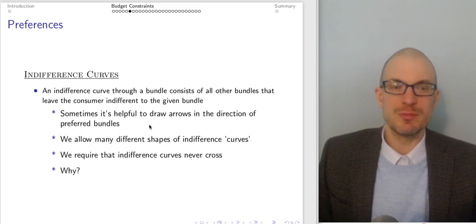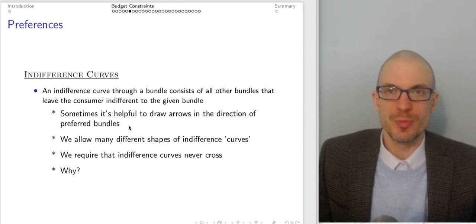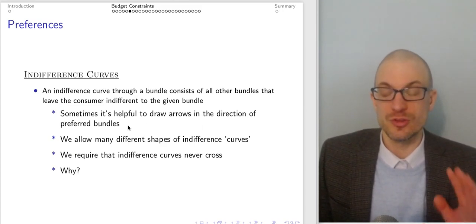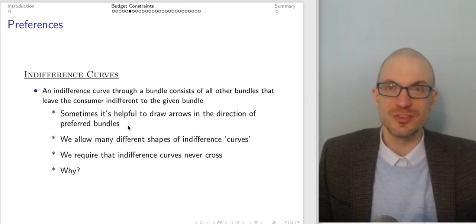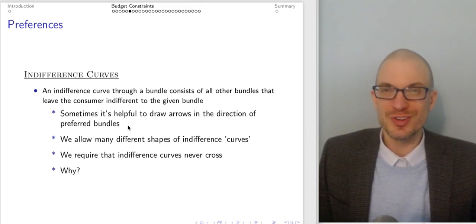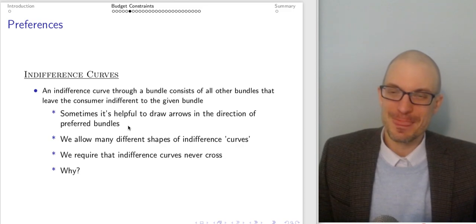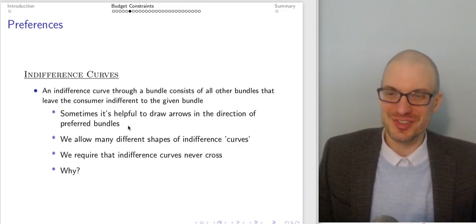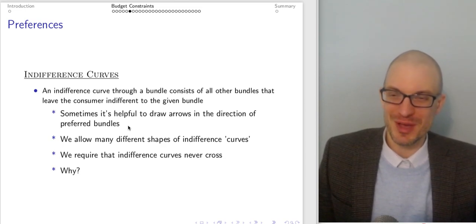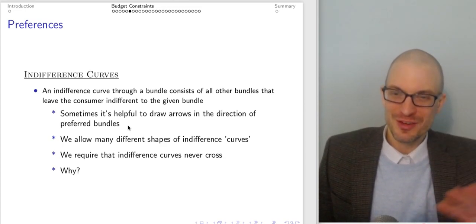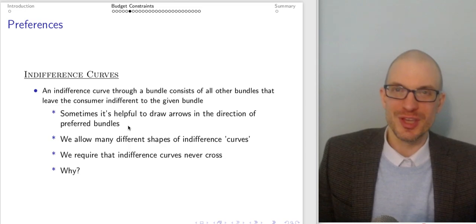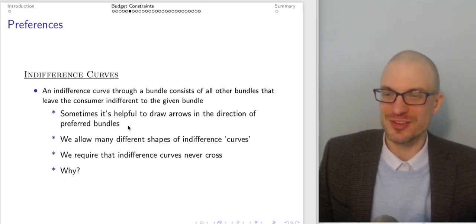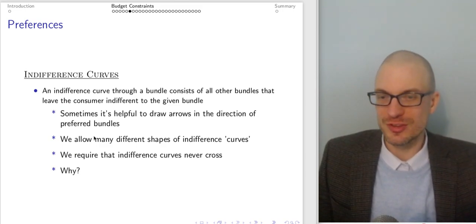I said sometimes it's helpful to draw arrows in the direction of the preferred bundles. In consumer theory, the better bundles are to the northeast. This is a situation where New York City is better than Los Angeles. Although being that I like the Southwest and Arizona, I usually think of the Southwest as being better. But we'll put that aside for now. For the purposes here, we'll think of New York City as being better than Los Angeles. The Northeast better than the Southwest. So better bundles are to the northeast.